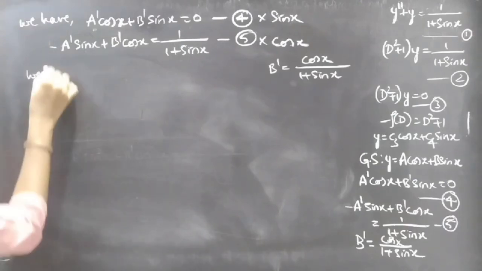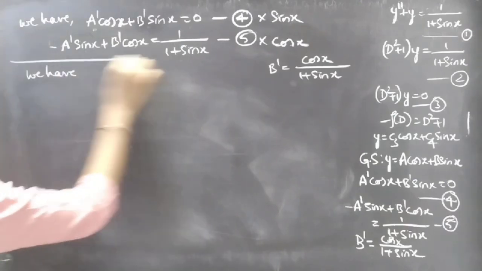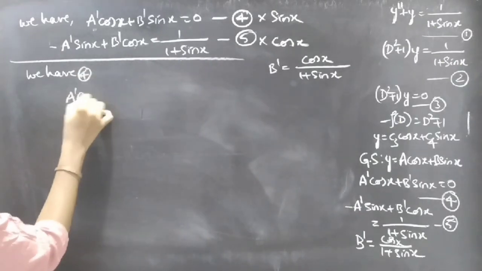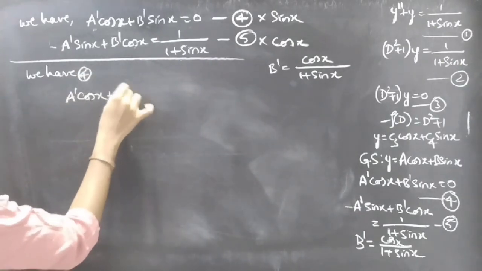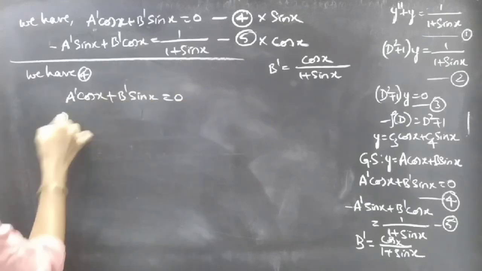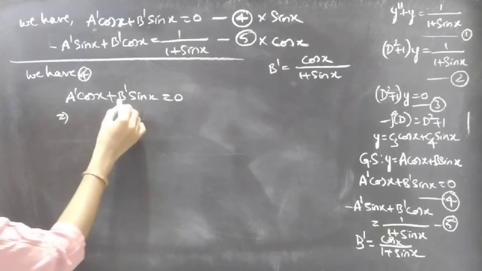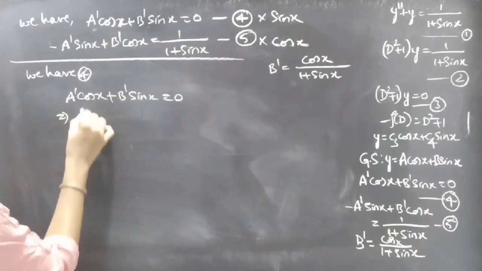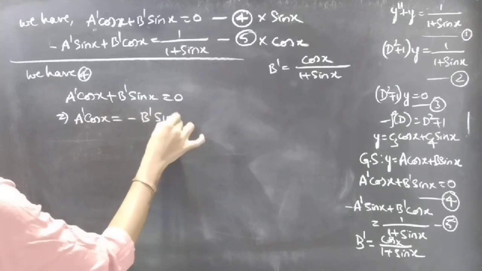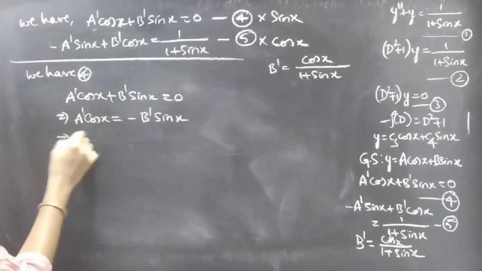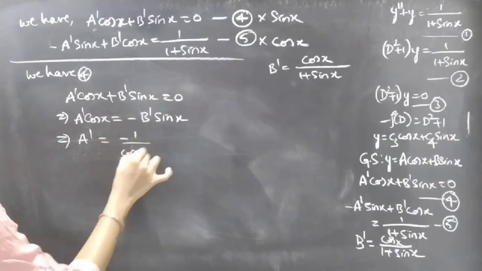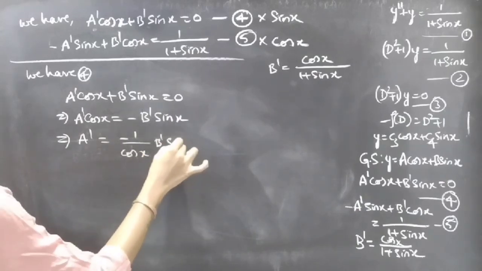We have equation 4, a dash cos x plus b dash sin x equal to 0. Now we need to find a dash, right? Taking the second term to RHS, I'll get a dash cos x equals minus b dash sin x, right? Then a dash equals minus 1 by cos x into b dash sin x.